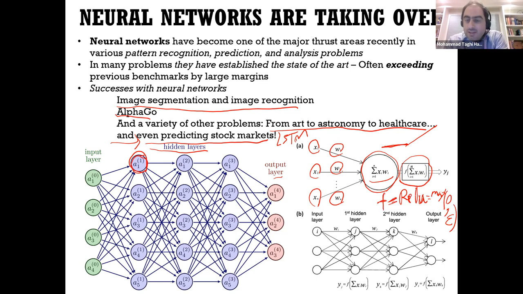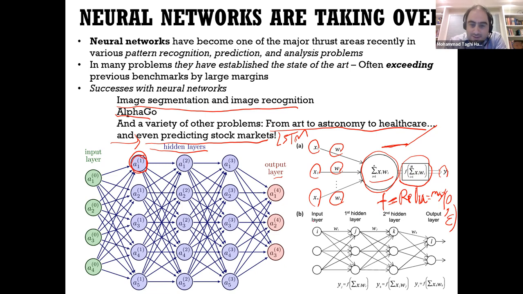And sigmoid. This one, the ReLU one, is the very useful one. It's a very simple function. It just considers this sum. If this sum is less than zero, it just reports zero. If it is greater than zero, then it reports this sum. And that would be the yi. So this yi is going to the next layer.